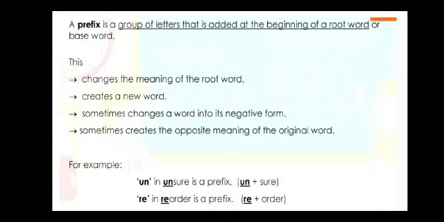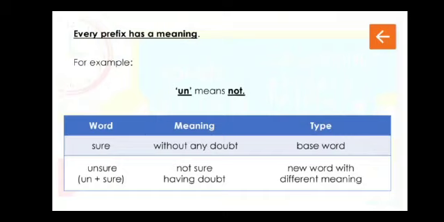It creates a new word, sometimes changes a word into its negative form, sometimes creates the opposite meaning of the original word. For example, unsure. Here sure is the base word or root word and un is a prefix. Another example, reorder. Order is a base word or a root word and re is prefix. Every prefix has a meaning. Un means not, re means again.